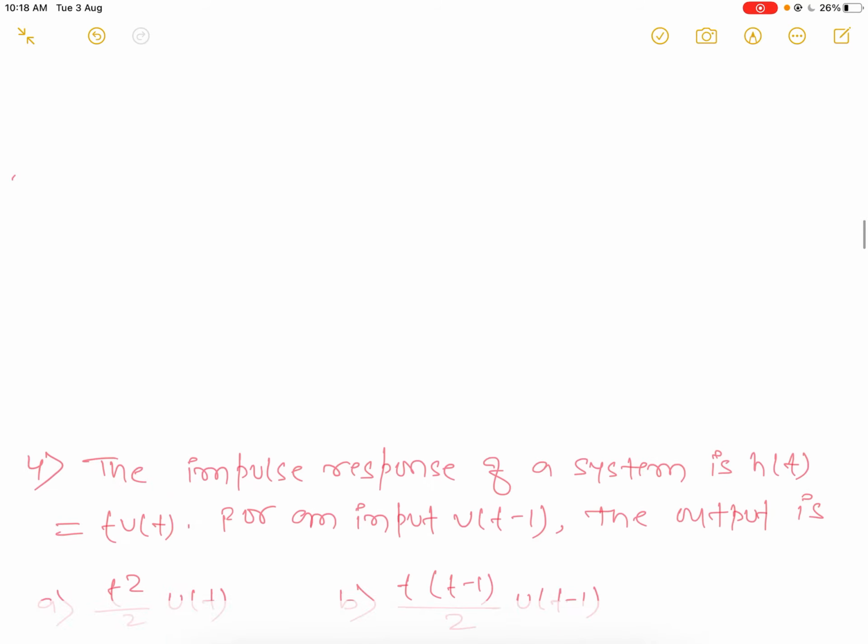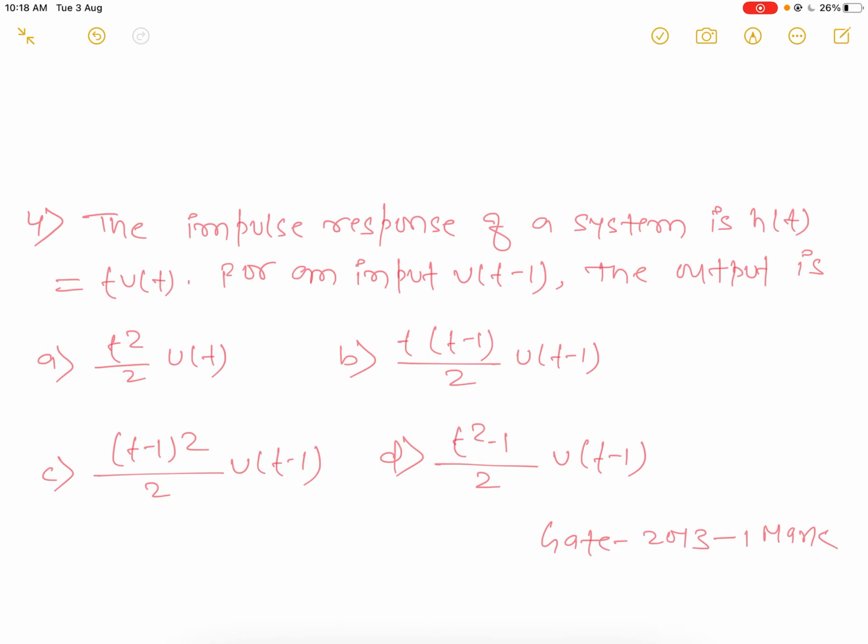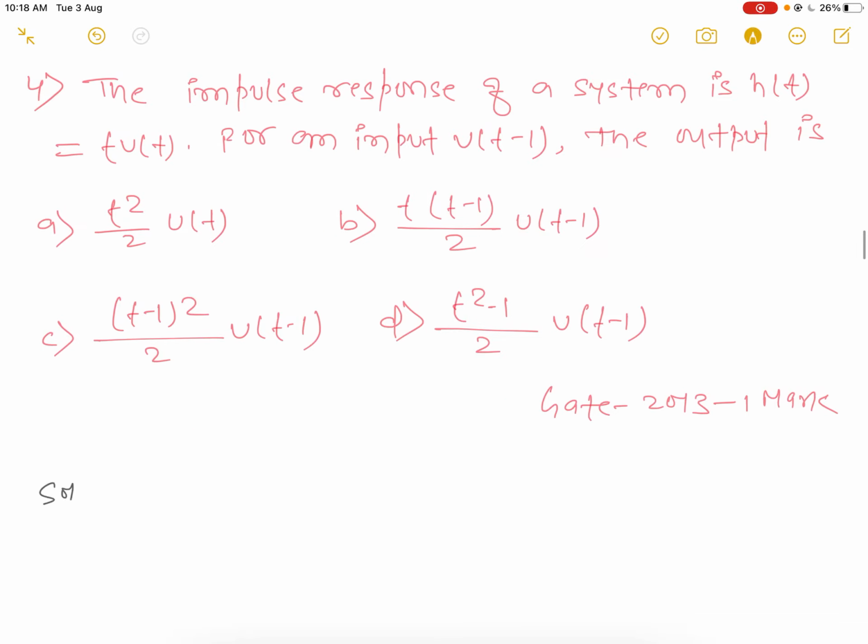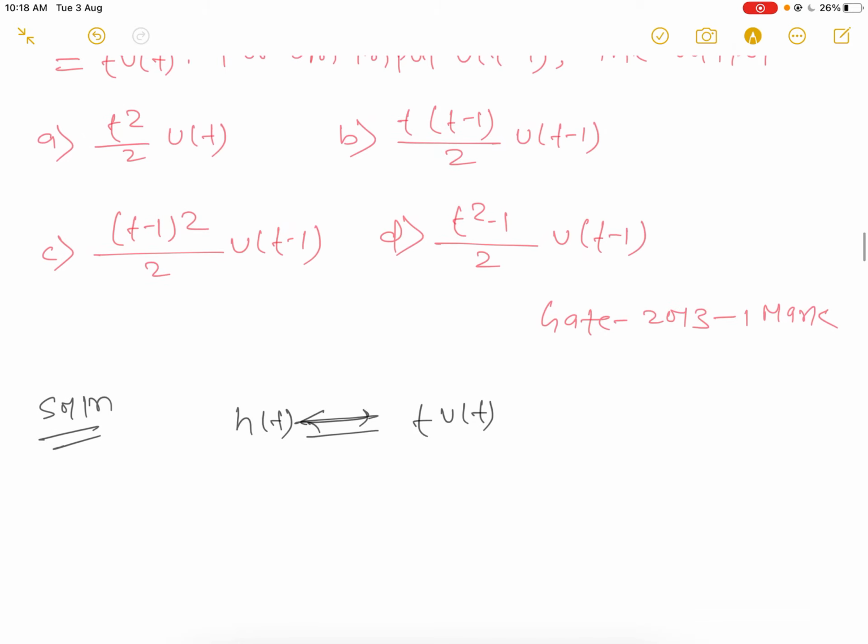Okay, now comes to the next question. The impulse response of a system is h(t) is equal to t u(t). For an input u(t) minus t, the output is. So, very simple. The impulse response h(t) is given, h(t) is t u(t). Okay, then take the Laplace transform. Then what will happen?